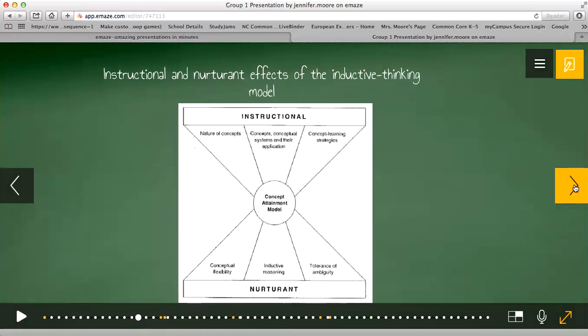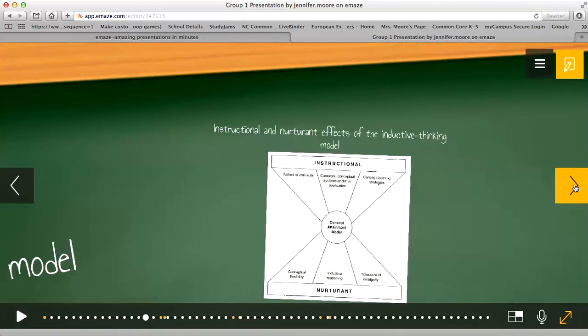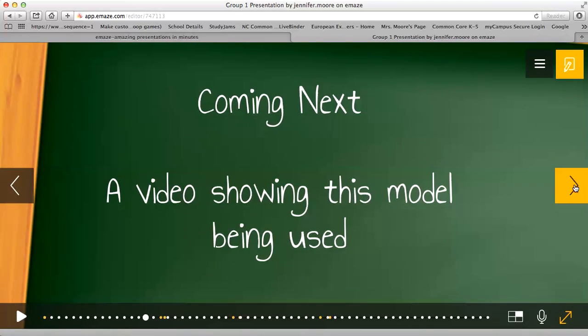Here's a chart showing the information we just presented. Coming up next, a video showing this model being used.